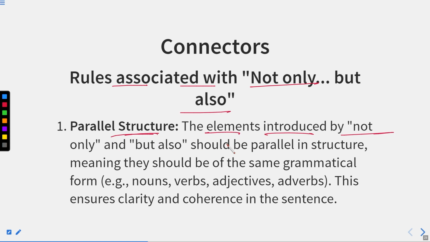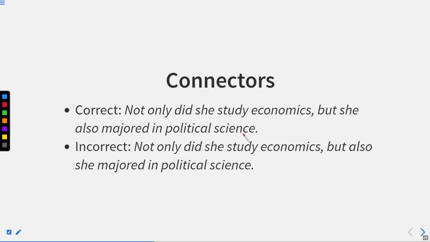The elements introduced by "but not only" and "but also" should be parallel in structure, meaning they should be of the same grammatical form, that is nouns, verbs, adjectives, adverbs, etc. This ensures clarity and coherence in the sentence.